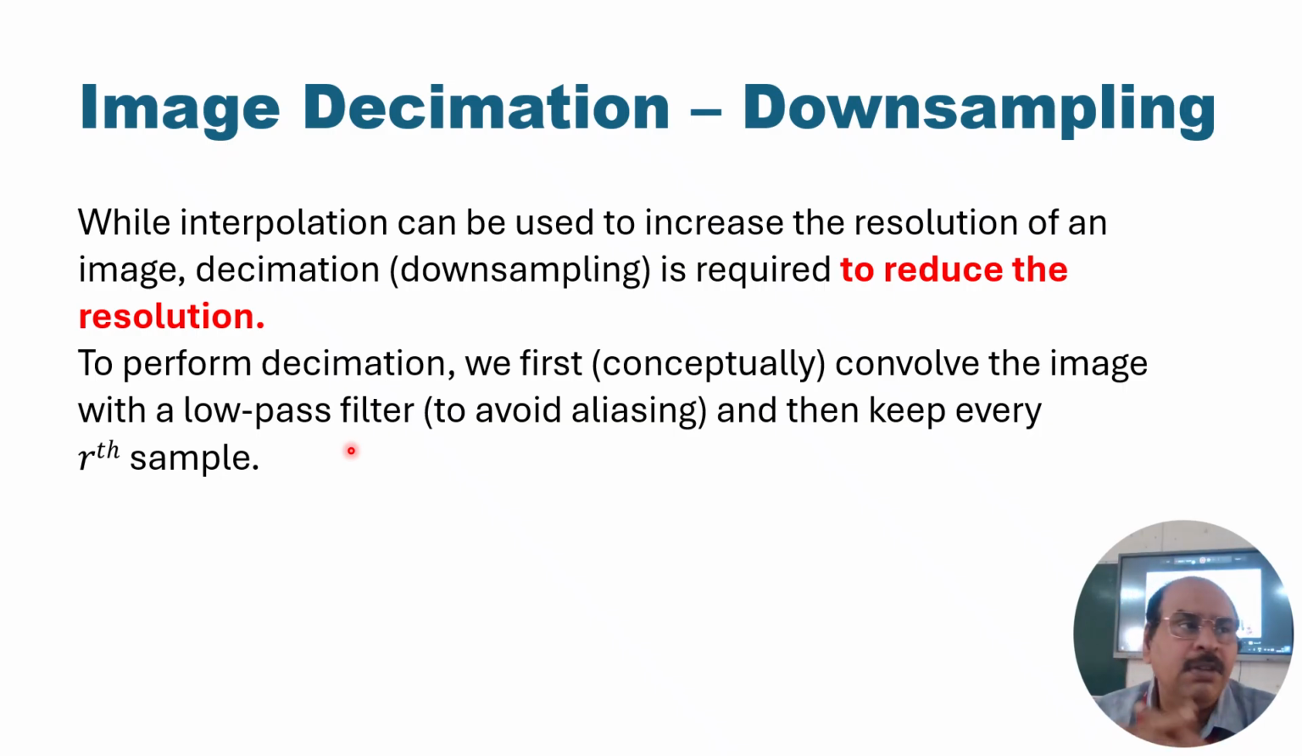So we have seen upsampling, now we are going to see downsampling. In other words, it is called image decimation. Interpolation will be used to increase the size, while decimation will be used to reduce the resolution. So we pass high frequency components in interpolation. In decimation, we pass low frequency components.